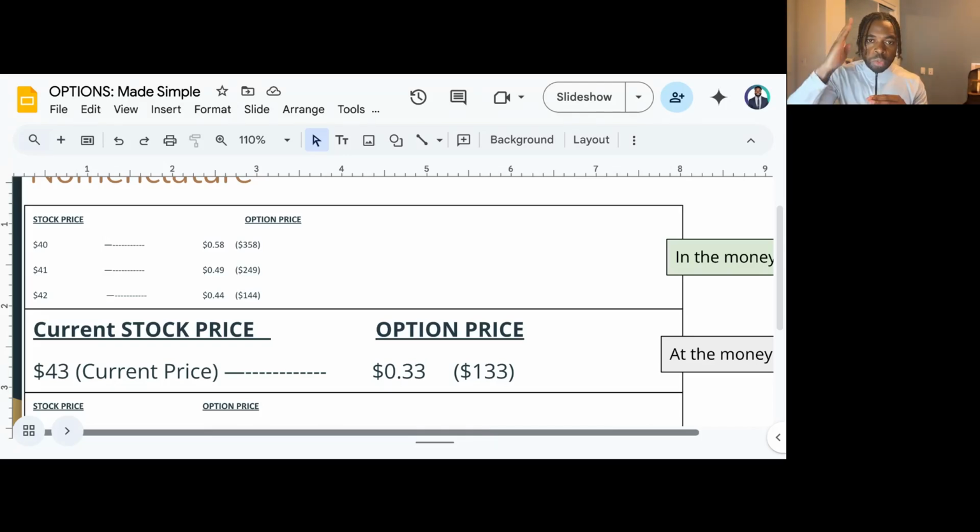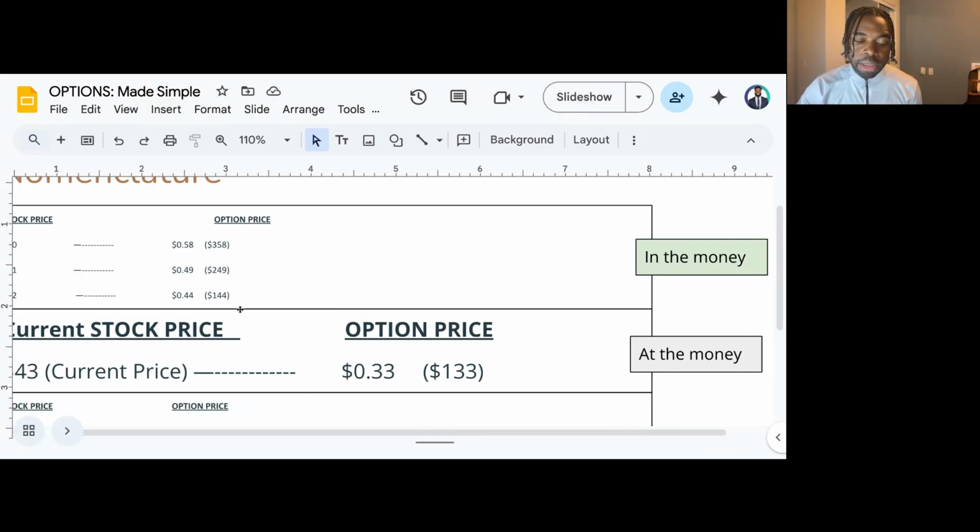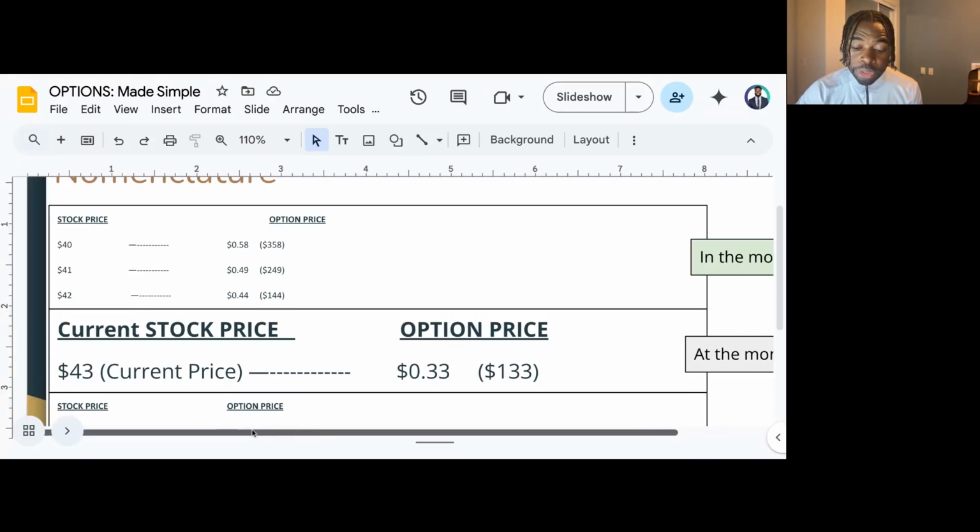Okay, so we're getting calls. We're betting the stock is going up. So these prices here, $40, $41, $42, we passed those because right now the stock price is $43. So that means that those contracts, if you get these contracts, they're more expensive, but it's called in the money because we passed them already. Okay, they're in the money. In the money contracts are usually more expensive.